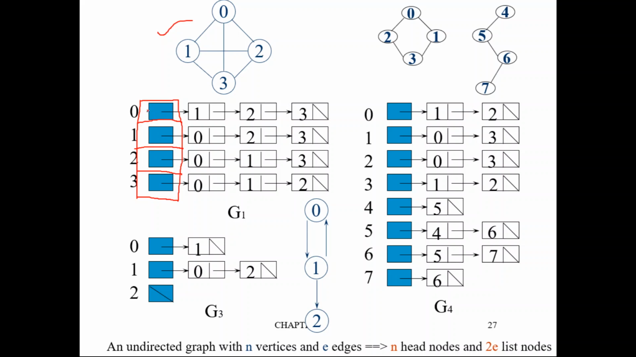Now the 0th location of the array represents node 0. First location of the array represents node 1. Second location represents node 2. Third location represents node 3. Now from node 0 you see how many links are there and where are they. From node 0 to node 1 there is a link, node 0 to node 2 there is a link, node 0 to node 3 there is a link. So here we say 0 to 1.